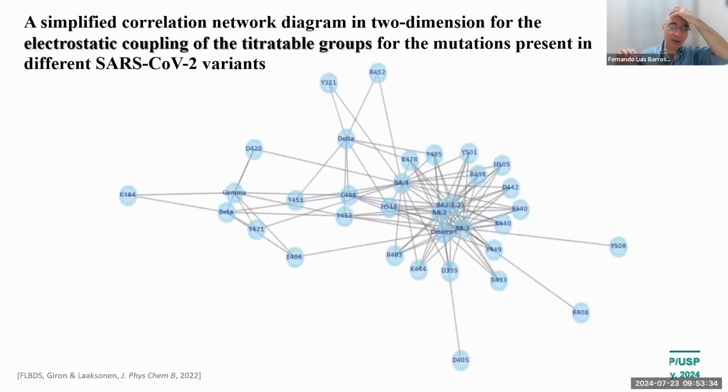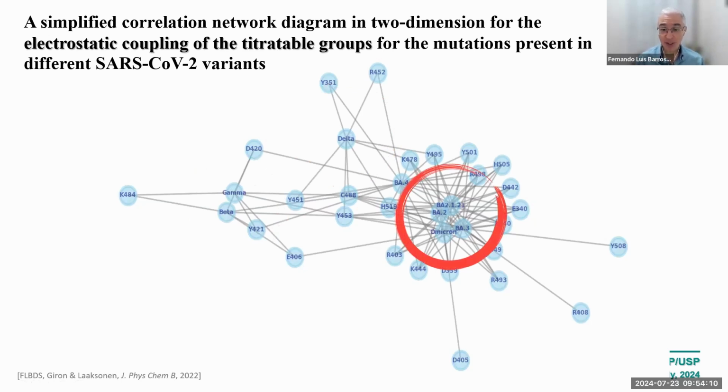But there is one result that I would like to show before I go to the final end. What you can see on the screen is a correlation map network diagram using the pKa's of different proteins. In this case, receptor binding domain with different mutants. And you can see here the beta and gamma variant, you can see here the delta, and you can see the Omicron up to BA3. So this was done in 2022. This was the Omicron variant that was circulated at that time.